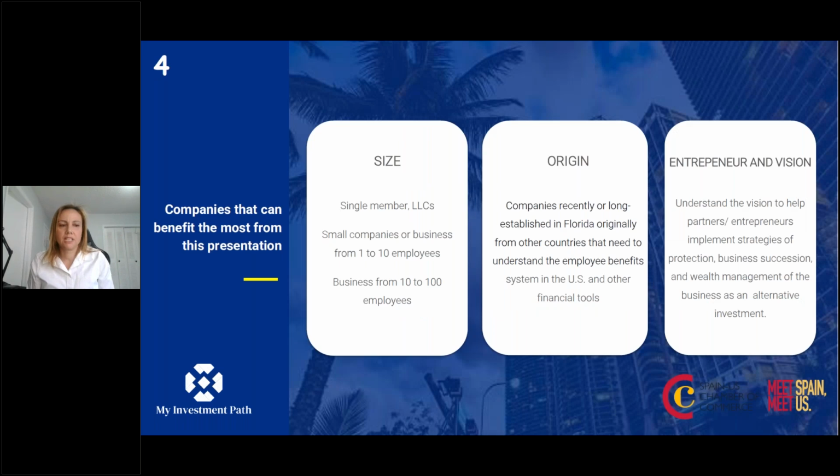So which companies can benefit from today's presentation? Actually, you don't have to be worried that, oh, I'm just by myself, I'm just a single professional, or I'm an LLC. You can also have benefits for yourself. Also, small companies from 1 to 10 employees can benefit from retirement plans. So you can have retirement plans as single member LLCs. I will discuss that in another slide, but you have separate retirement plans, you have traditional IRAs, Roth IRAs. I know I'm dropping a lot of terms right now.